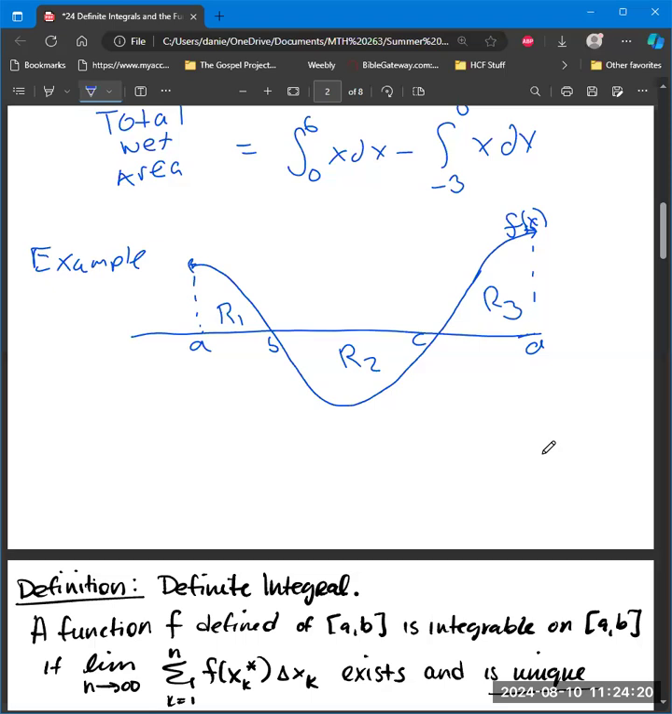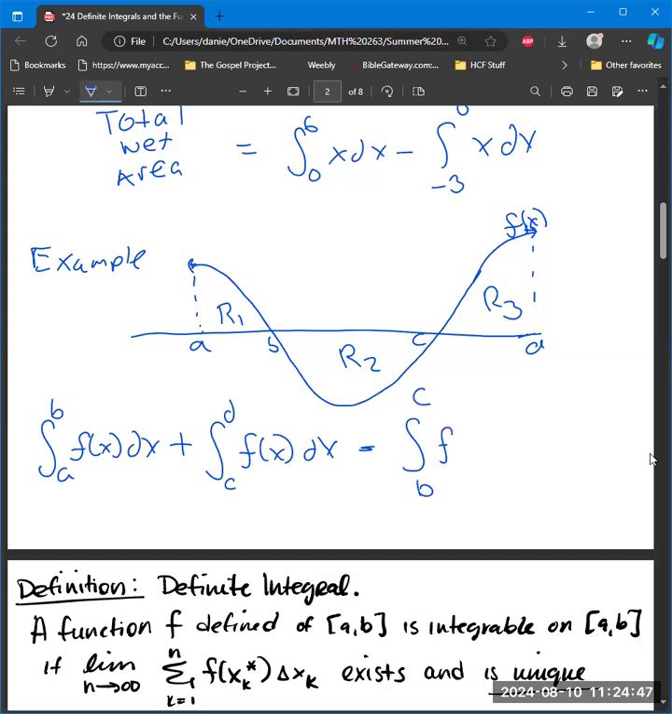Then for this, we're going to have the region from A to B, f of x dx, plus the region from C to D, f of x dx, minus the region from B to C, f of x dx, because region 2 here goes below the x-axis. This is region 1, and this is region 3.